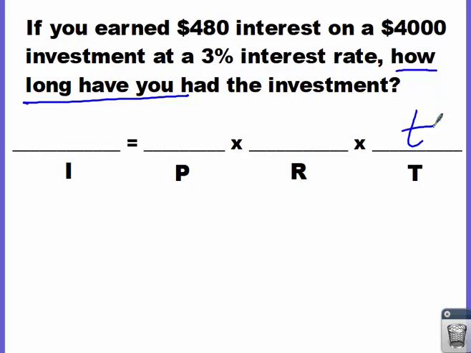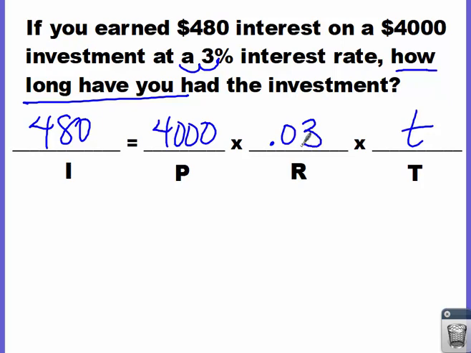So it says if you earned $480 in interest, well, that's the interest, so that's 480. It says on a $4,000 investment, so that $4,000 was the original starting amount, so that is our principal, at a rate of 3%, so that is going to be 0.03. And now we have to solve for time. Now what I've taught you in equations, that if there's anything that you can put together on a side before we start working, you put it together. So that 4,000 times 0.03, that's something I can put together.